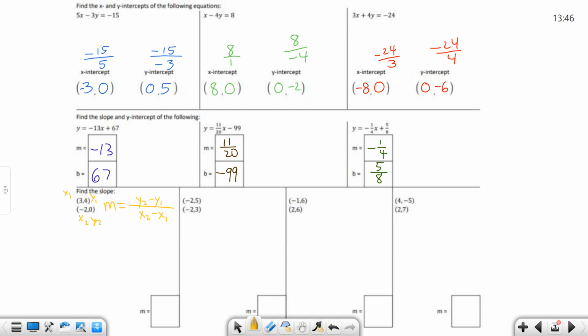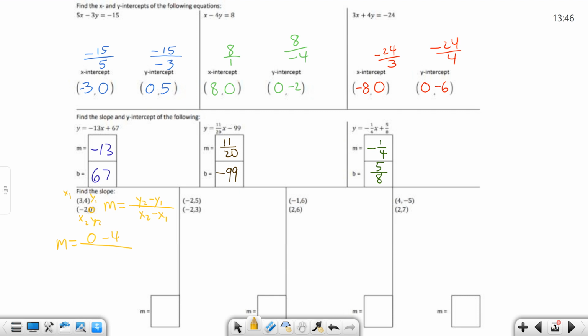This is x2, y2. The 1s and 2s go together, but x is first and y is second. So if I label it this way, the slope is then 0 minus 4 over 3 minus, if I put negative 2, minus a negative is really what? Positive, so that's plus 2.